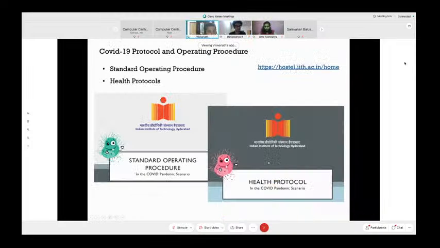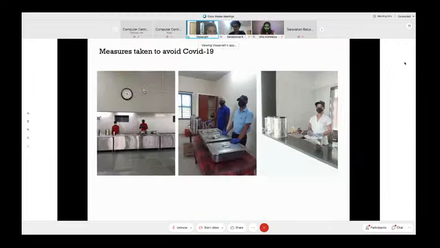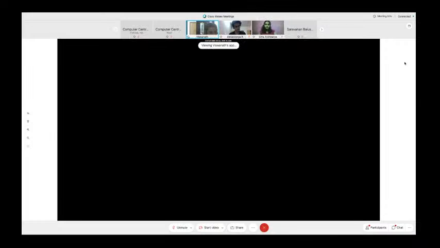We also follow standard COVID protocols as per the Government of India. We also have very strict health protocols. We provide good sanitation, cleaning, as well as packed food for sick students, and help from the hostel office is available 24/7. This is a view of our mess inside and the quarantine mess food inside. With this, I end my presentation. If you have questions, I can take them now, or as per the moderator, at the end. Thank you.